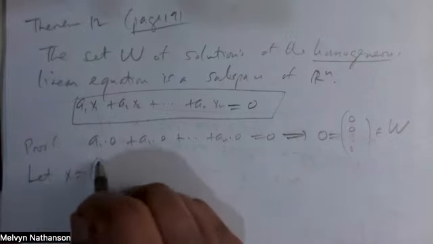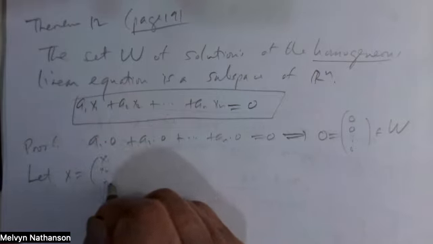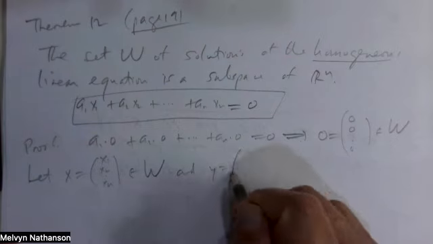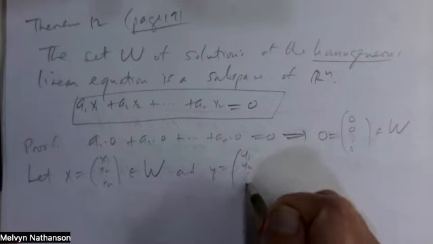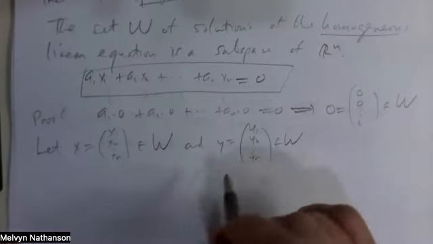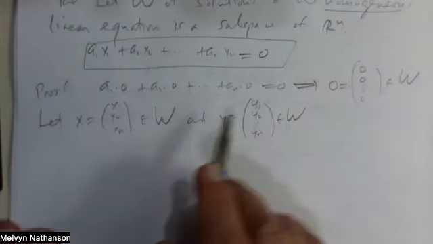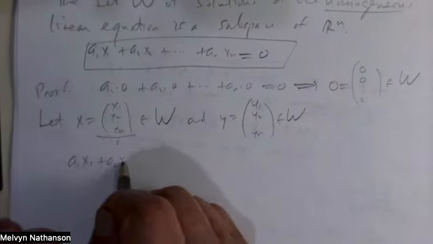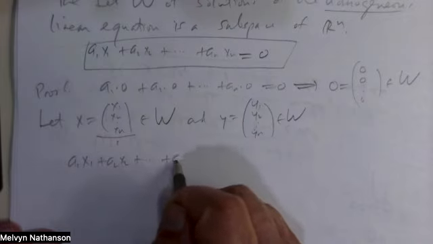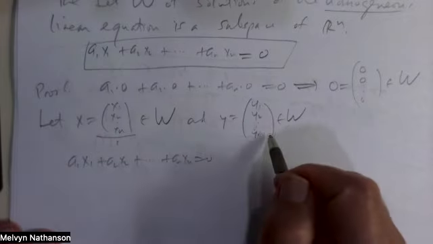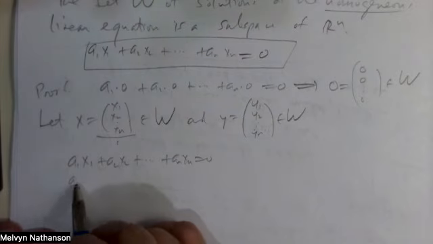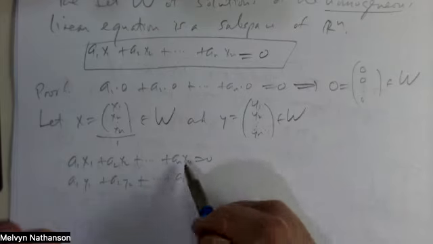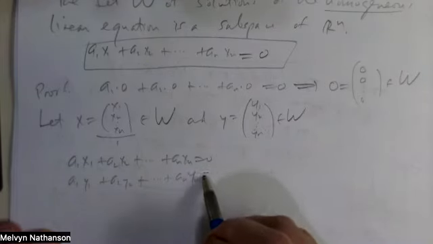Suppose the vector X is in W, and the vector Y is in W. So what does that mean? It means this is a solution of the equation a1x1 plus a2x2 up to anxn is 0. And this is a solution of the equation a1y1 plus a2y2 plus anyn is 0.